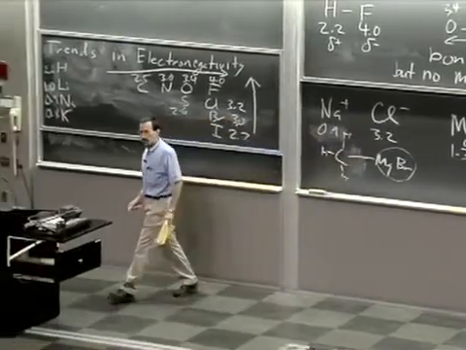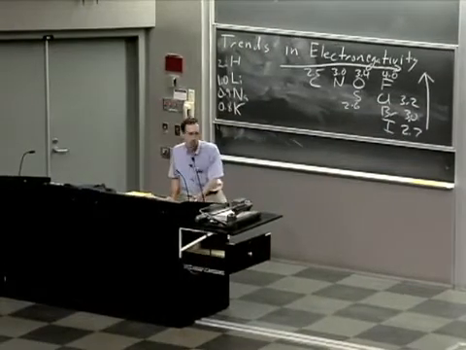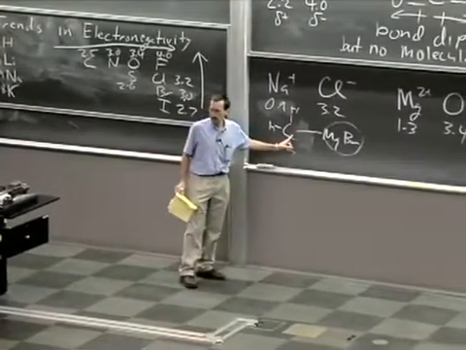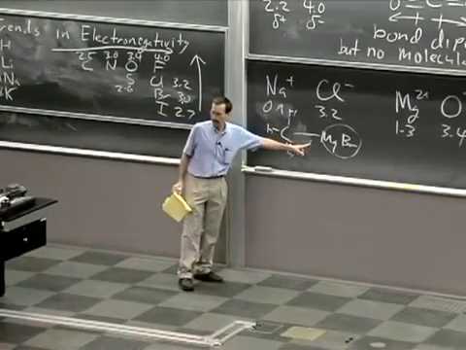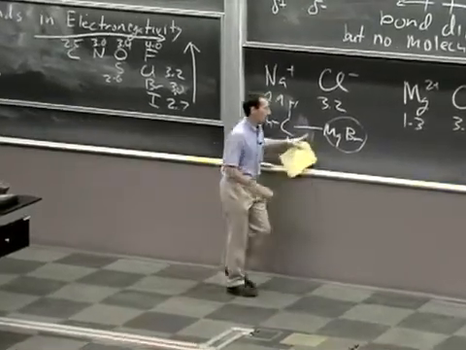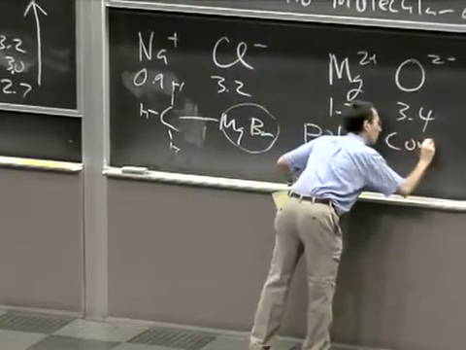Is that a covalent bond or an ionic bond? Covalent. The electronegativity of carbon is 2.5, the electronegativity of magnesium is 1.3, it's less than about 2. So this would be a polar covalent bond.